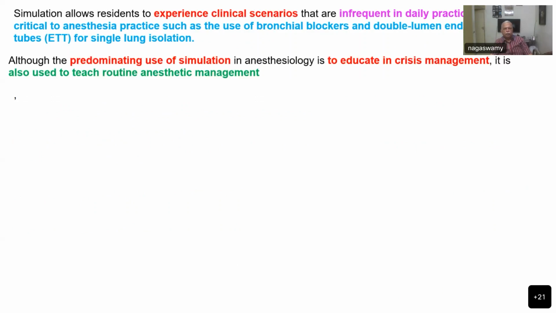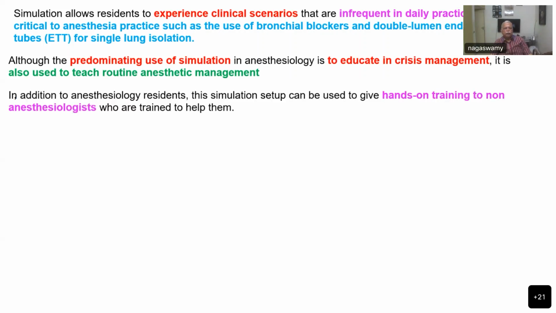Although the predominant use of simulation in anesthesiology is to educate in crisis management, it is also used to teach routine anesthetic management. So earlier it was mainly meant for crisis management training, but nowadays in the USA, I was told that it is being included as part of the training curriculum, and marks are given to the students performing with the simulator, and pass mark also is important in the simulation lab. In addition to anesthesiology residents, the simulation setup can be used to give hands-on training to other people also.